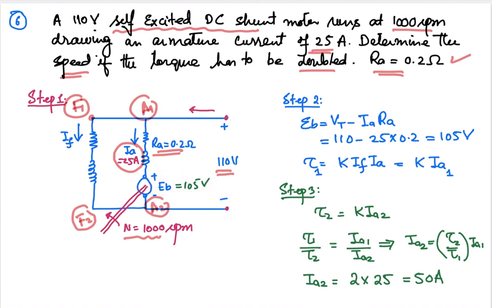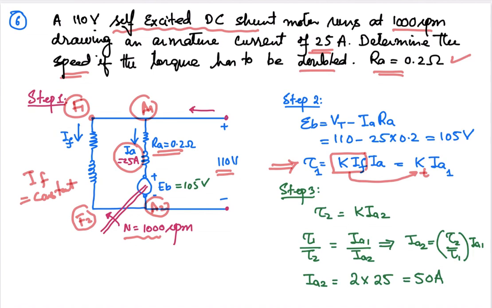Okay, for the shunt machine we have discussed in the theory class that the torque is given as K IF Ia. As the field current is not changing, the field current is constant because our applied terminal voltage is constant. So we can mark it as constant, and let's suppose that it is KT into Ia1. So that is the torque at that particular condition.